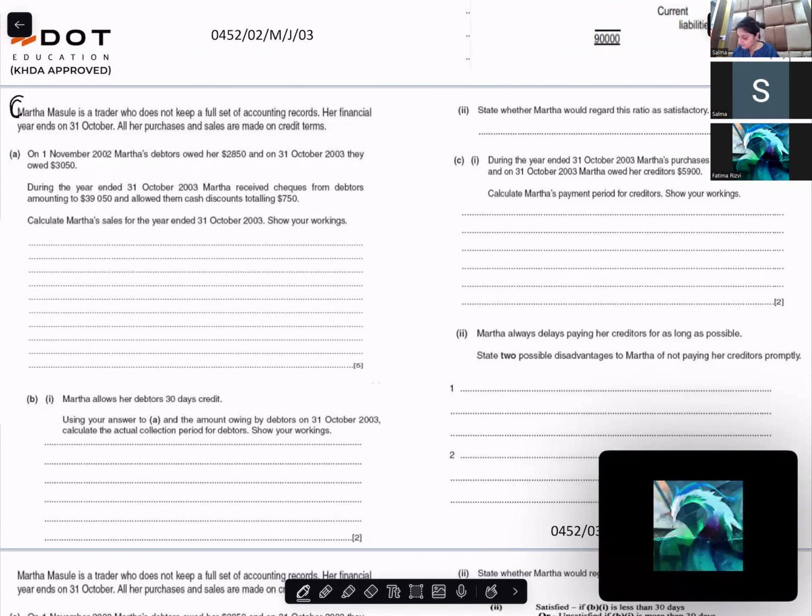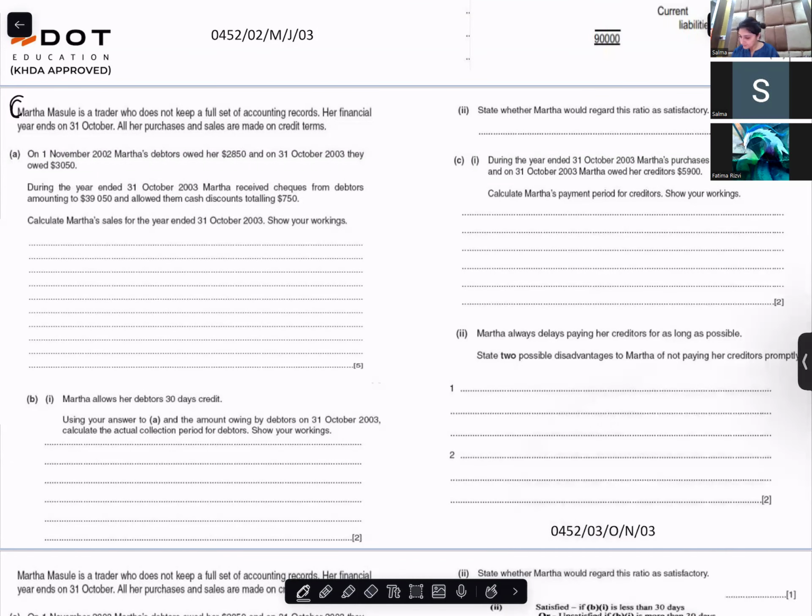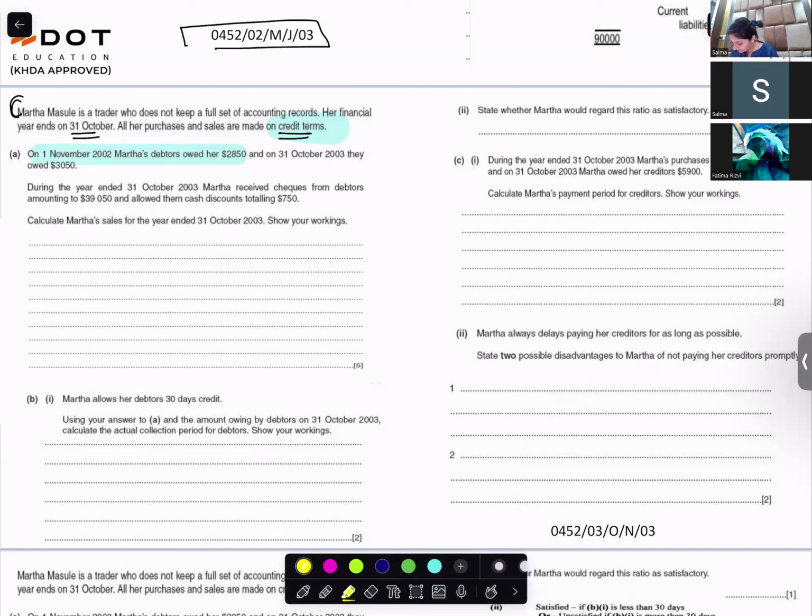Martha Masule is a trader who does not keep a full set of accounting records. Her financial year ends on 31st October. All her purchases and sales are made on credit terms. On 1st November 2002, Martha's debtors owed her 2850, and on 31st October 2003, they owed her 3050. During the year ended 31st October 2003, Martha received checks from debtors amounting to 39,050 and allowed them cash discounts totaling 750. Calculate Martha's sales for the year ended 31st October 2003.